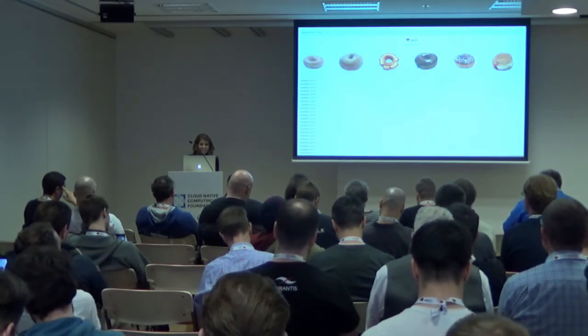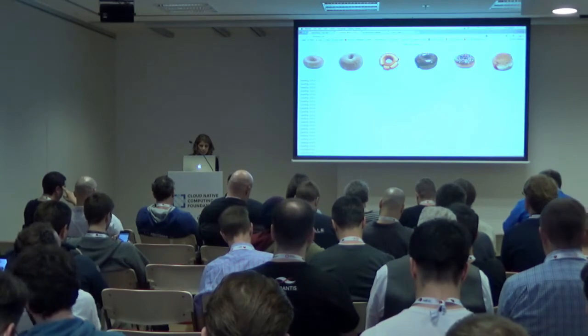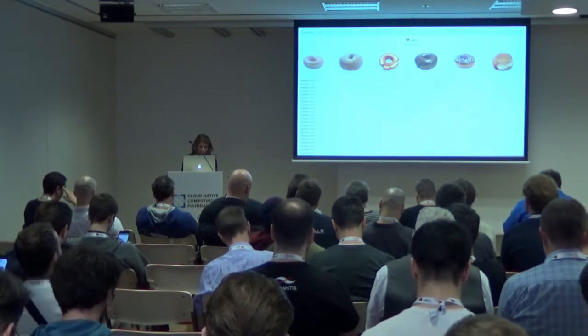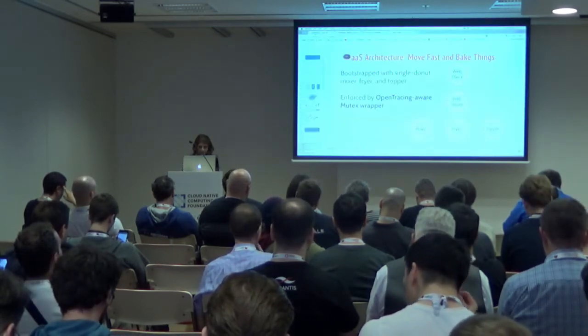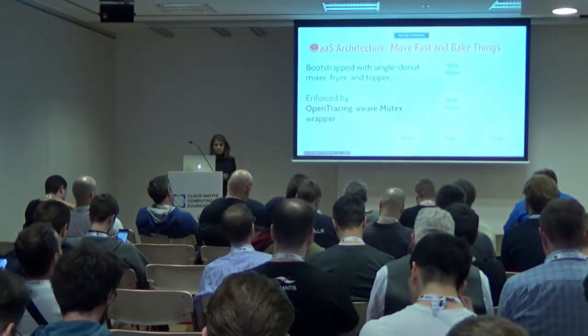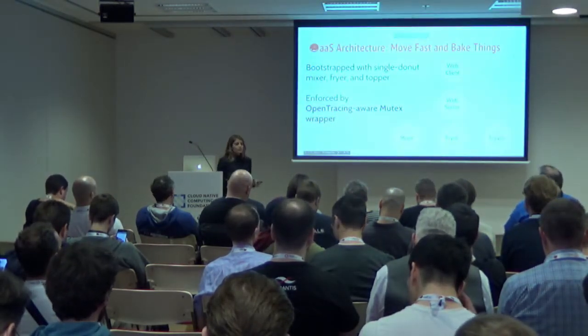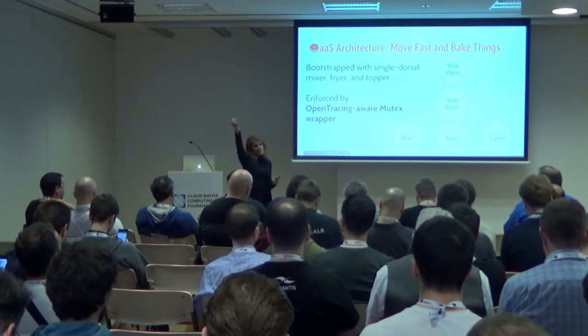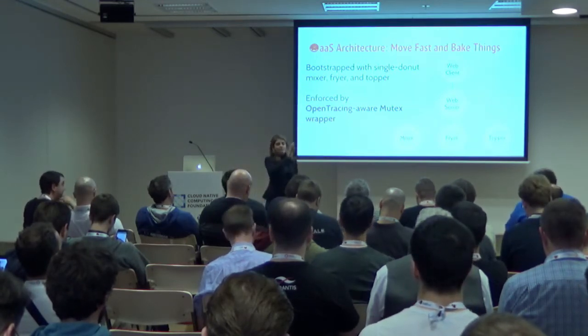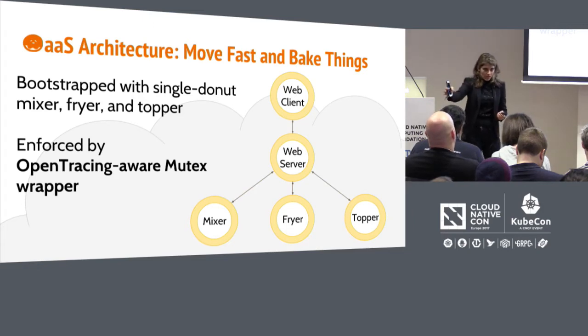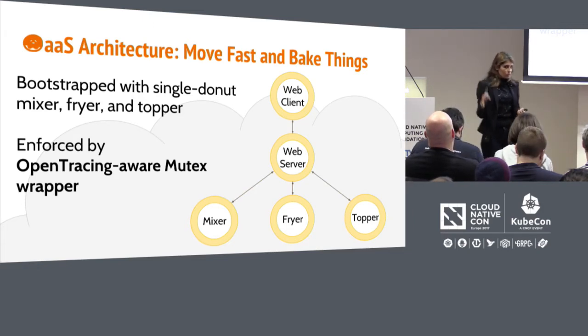Perfect. Okay, so now let's see what is the architecture of this amazing startup of mine. I'm going to be a billionaire tomorrow. So basically, it's all bootstrapped. So it's a very simple system. We have a client, we have a server, and then we have a mixer, fryer, topper. All of these are built with OpenTracing.